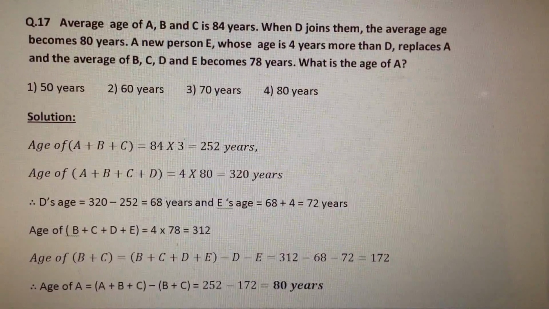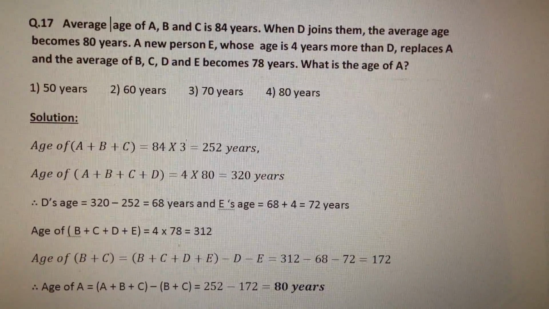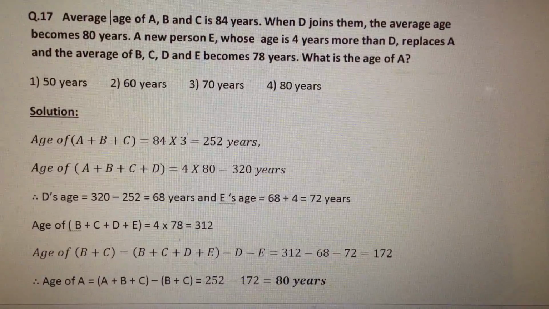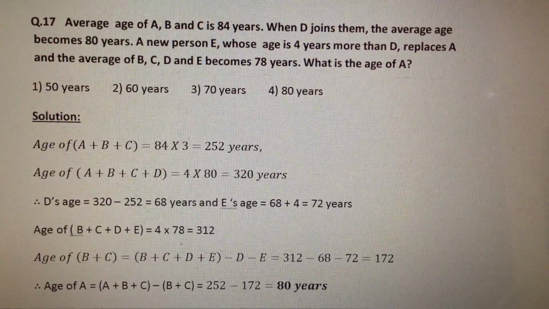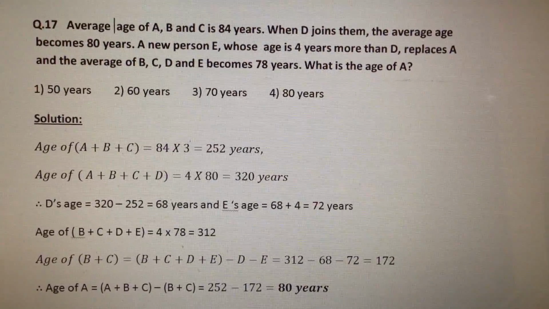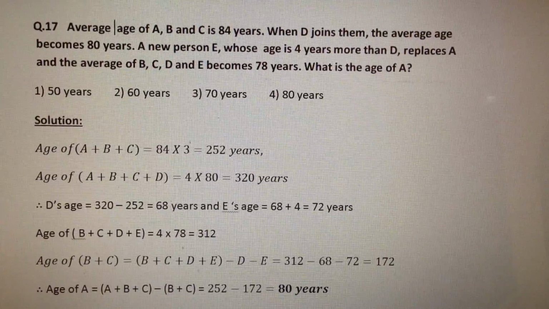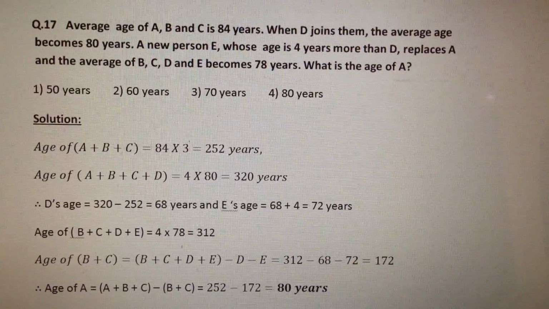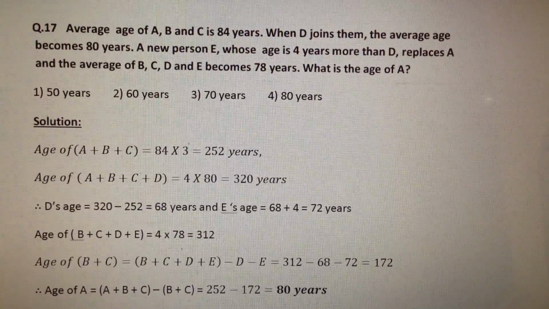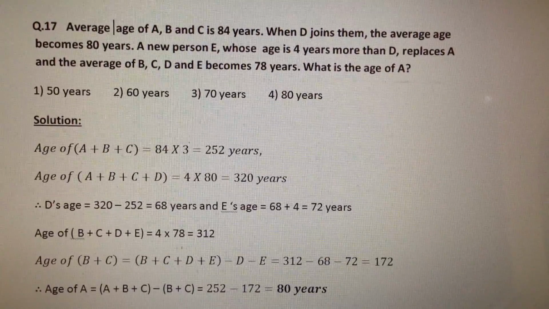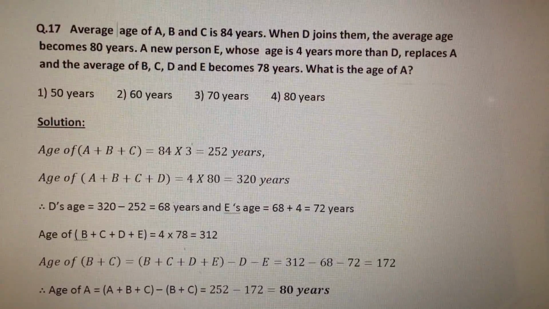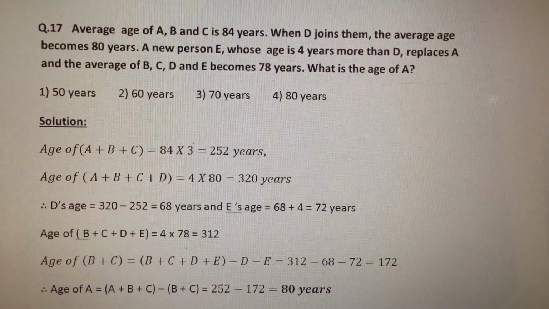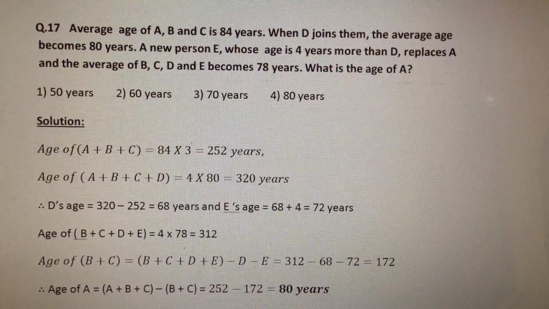Next question. Average age of A, B and C is 84 years. When D joins them, the average age becomes 80 years. A new person E, whose age is 4 years more than D, replaces A, and the average of B, C, D and E becomes 78 years. What is the age of A?